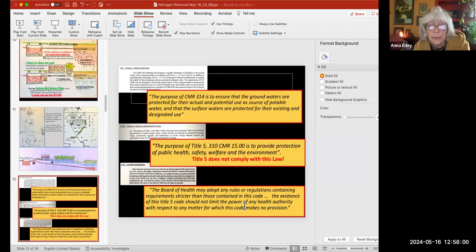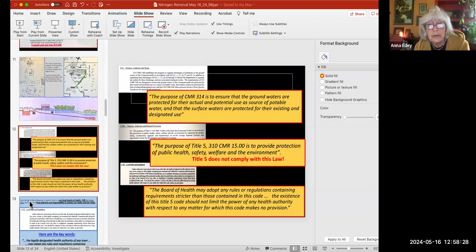The Board of Health, here's the really important thing. The Board of Health may adopt any rules or regulations containing requirements stricter than those contained in this code. The existence of this Title V code should not limit the power of any health authority with respect to any matter in which this code makes no provision.